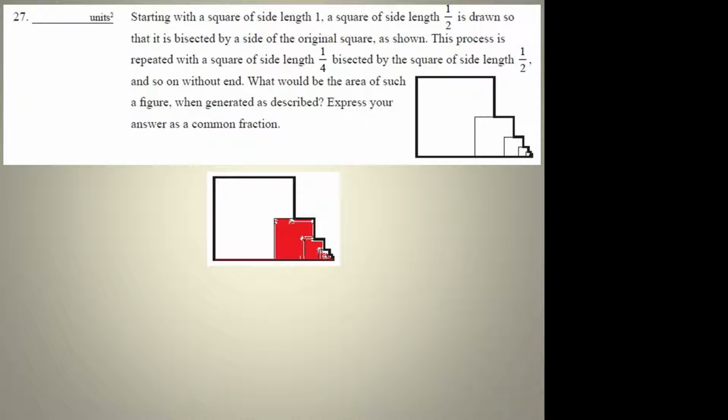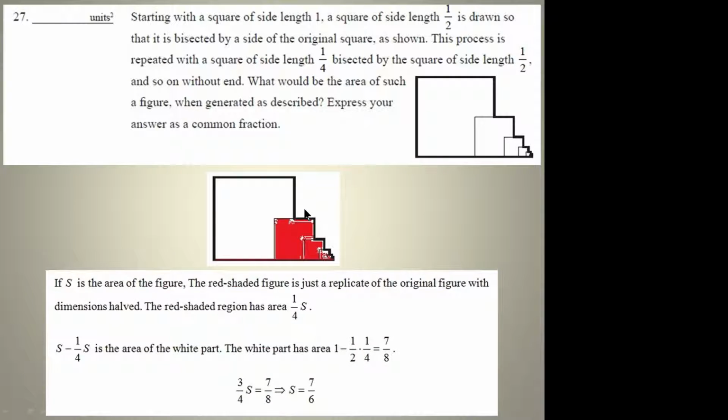Look at here. This smaller figure here, because it goes forever, is just an exact replica of the big one, except the size is halved. So if S is the area of the big figure, the right side figure is exactly a replica of the original one, except the original dimension is halved. So the area of this is 1/4 of the area of the original one.